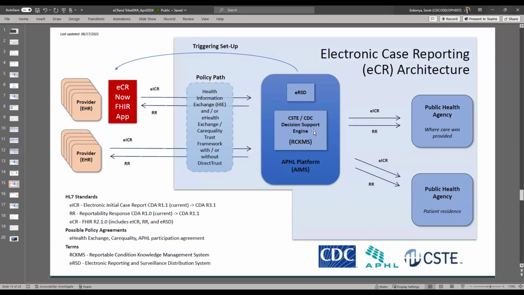So for the reportability response, we've got the report being triggered, which comes from the provider and goes to the decision support engine. If the case is found reportable, then the report, the EICR, and also the reportability response both go to the public health agencies. If the case isn't reportable to any public health department, only the reportability response goes back to the provider, and it will say a report was triggered, but it wasn't found reportable to any jurisdictional public health agencies. So the provider always knows: did we report a case? And if so, who did we report the case to? And what was it reportable for?